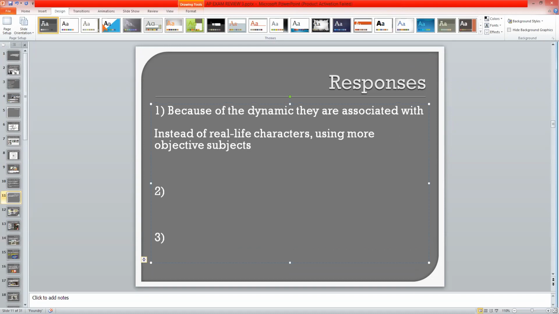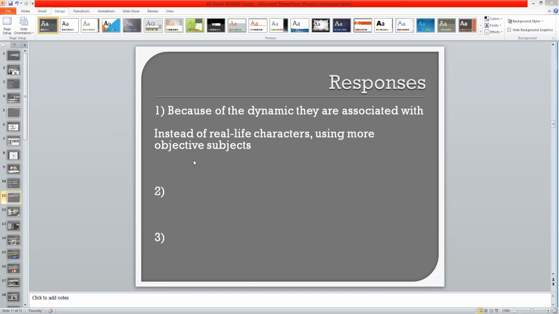And I want to go back real quick to Millie's first throw out because of the dynamic they're associated with. So in this case, we already know this tension. We know this cat and mouse game, this back and forth, this predator and prey. But as Andre mentions, he also uses this because if you put real life characters, humans, humans are very subjective. Animals are symbolically, at least, more objective.